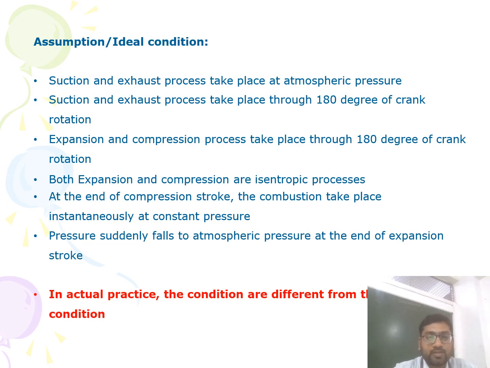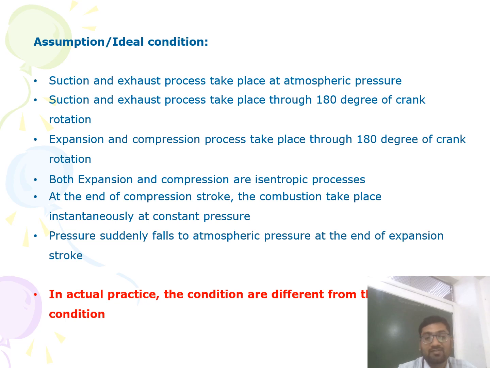During the working of this four-stroke diesel engine, we again have to make certain assumptions, as you can see in this PPT. The first assumption is that the suction and exhaust processes take place at atmospheric pressure. As we have indicated in the PV diagram, that is the horizontal line 5 to 1 or 1 to 5, as already seen. The second assumption is that the suction and exhaust processes take place through 180 degrees of crank revolution. In the same way, the expansion and compression processes take place through 180 degrees of crank rotation.